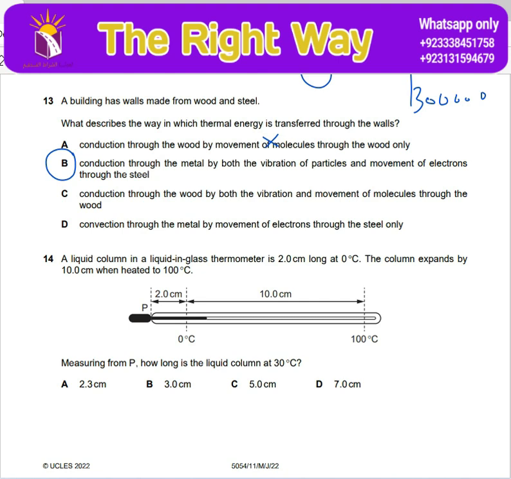Conduction through the wood by both the vibration and movement of molecules is wrong, and the convection through the metal of electrons through the steel only. No, in steel it will be conduction and convection both. How conduction? Molecules vibrate to transfer energy, and electrons move from one place to another place.